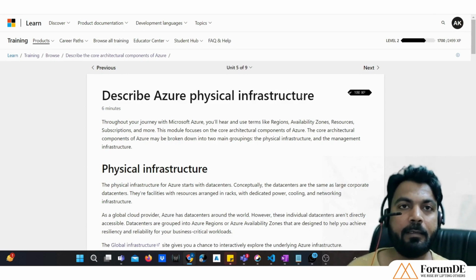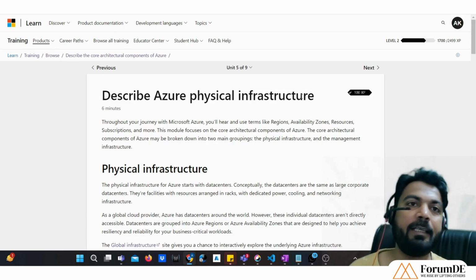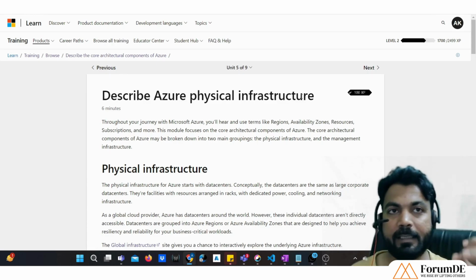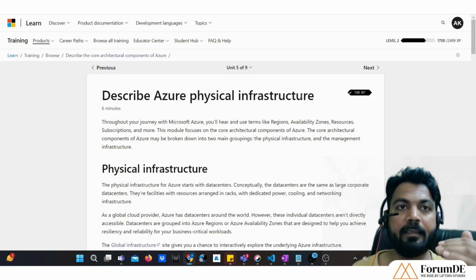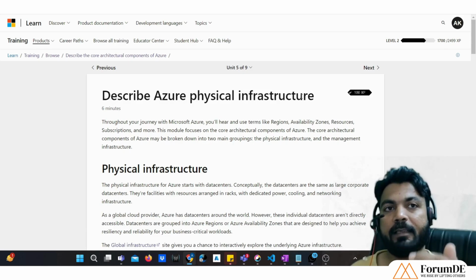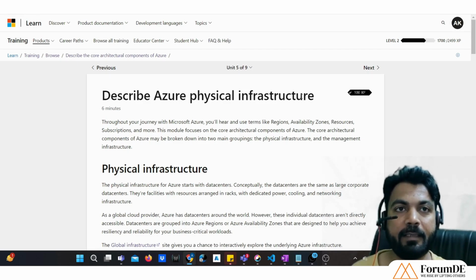So let me start. Before jumping into these four things, first of all, you need to understand data centers. Data centers are the basic building block of Azure physical infrastructure. Data centers are places where company servers are placed in racks, in which data is kept or your application is hosted. It can be anything.